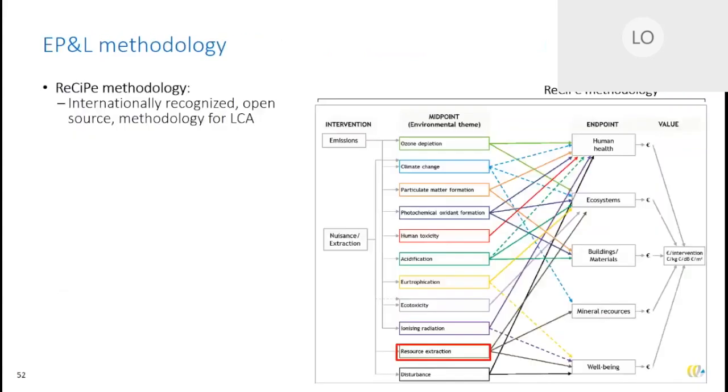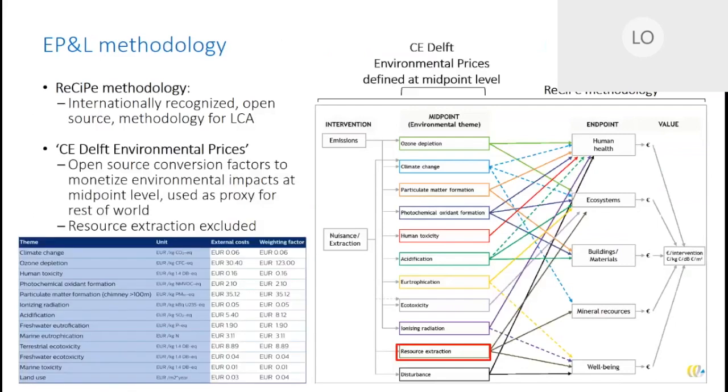So two big elements in there. First of all, we're using the LCA methodology, ReCiPe methodology, which is internationally recognized and open source. And the second element is what Sander just explained, the CE Delft environmental pricing. For us, it is crucial to have open source conversion factors to monetize the environmental impacts. And in the table below, you can see what Sander has just been showing, how it has been monetized per theme.